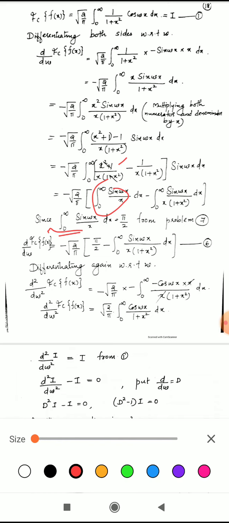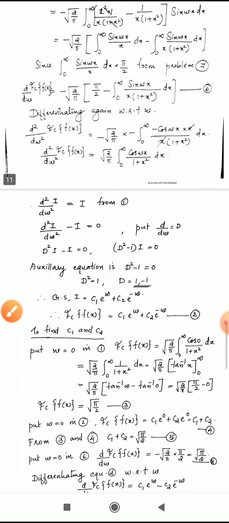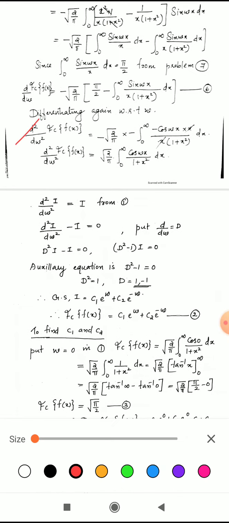Differentiating again with respect to omega, we have d square by d omega square of fc of f of x equal to minus root of 2 by pi. This becomes 0, and in this case the derivative of sin omega x is minus cos omega x into x, that is equal to root of 2 by pi integral cos omega x by 1 plus x square dx.